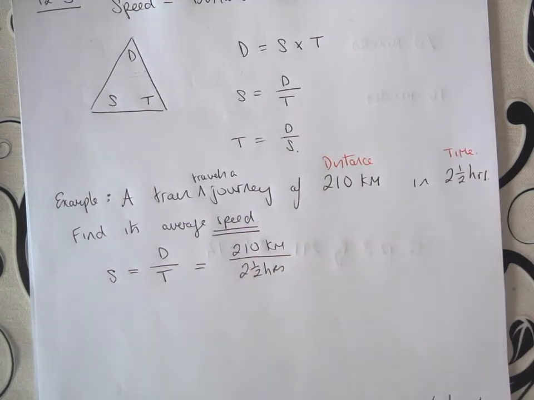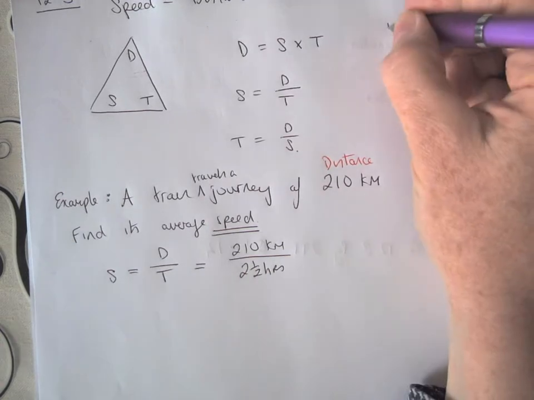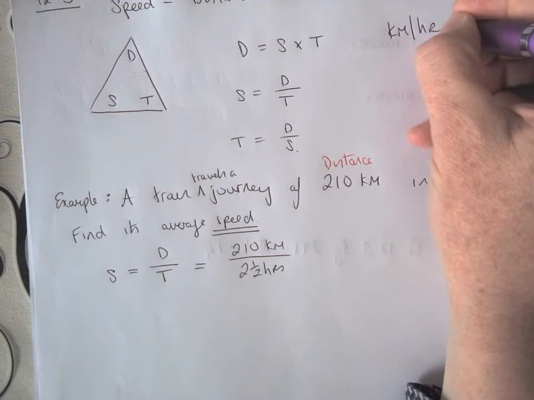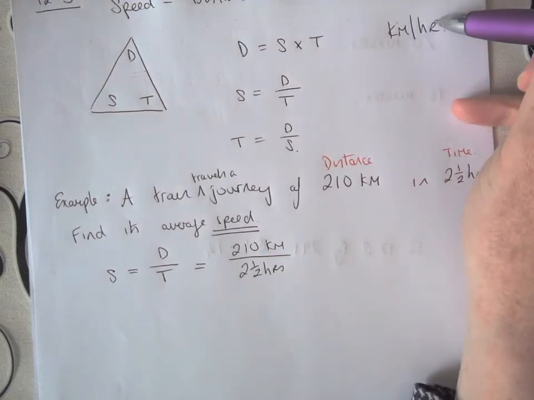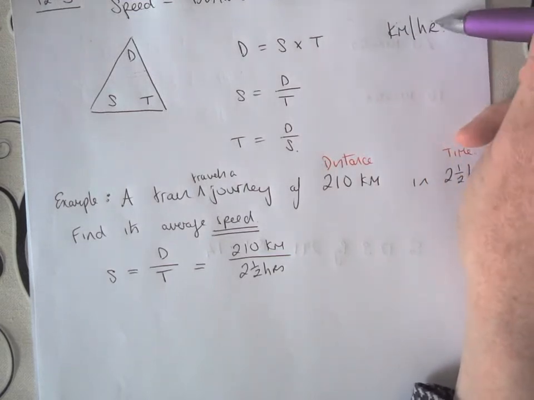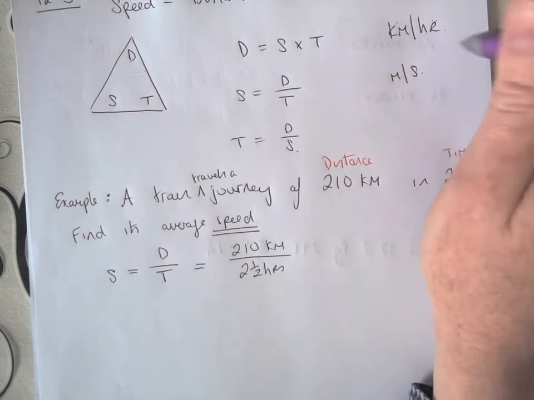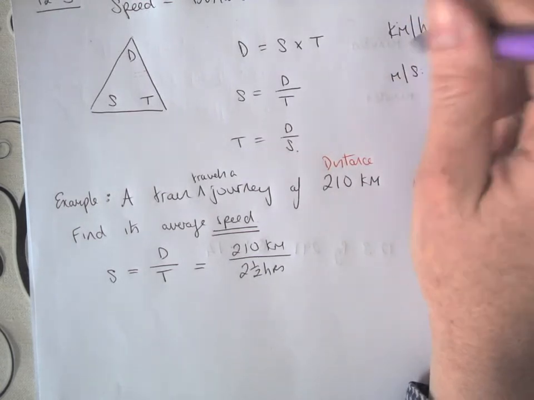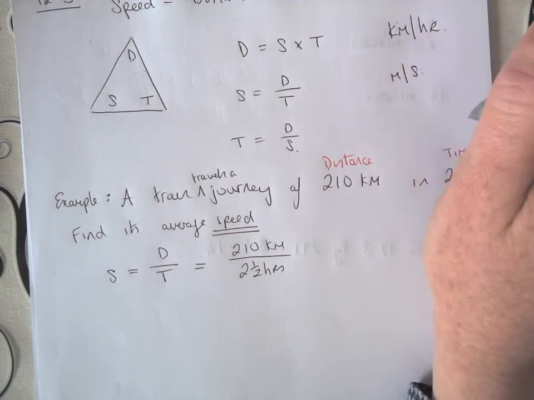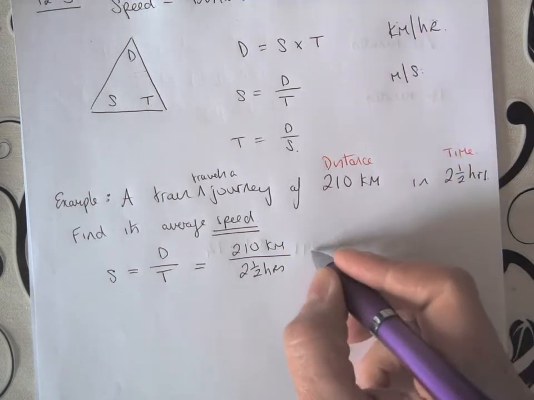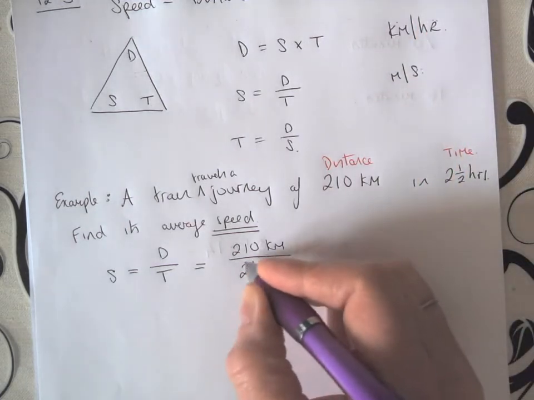Okay, so distance is 210 kilometers, time is 2.5 hours. Your units are normally kilometers per hour or meters per second. With kilometers per hour, your distance would be in kilometers, your time in hours, and your speed in kilometers per hour. Or else meters per second: your distance would be in meters, your time in seconds, and your speed in meters per second. So when it's in kilometers per hour, your time has to be in terms of hours.